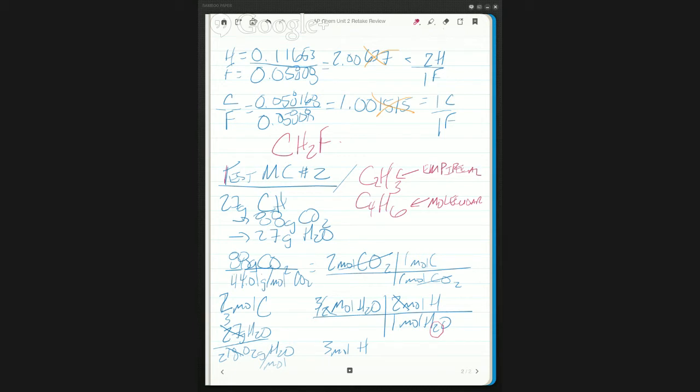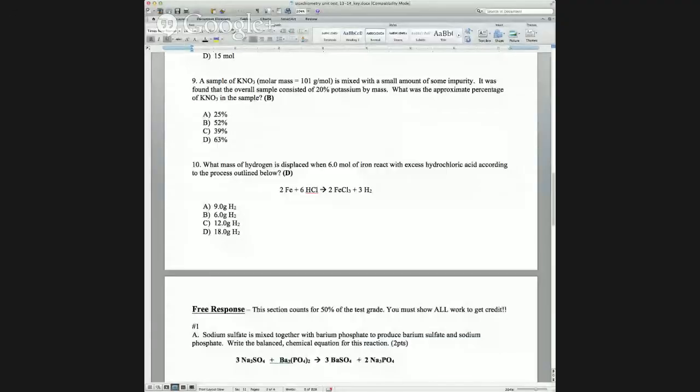Hopefully that helped you. Okay, the next one up, Joanne would like to see multiple choice number 10. So, multiple choice 10 sounds good. I will select that so we can all see it. Multiple choice number 10. What mass of hydrogen is displaced when 6 moles of iron reacts with the hydrochloric acid down below? So this one actually could be kind of fun. This is just straight stoichiometry across, we can make a long bridge. So I'm going to go ahead and share my bamboo tablet.